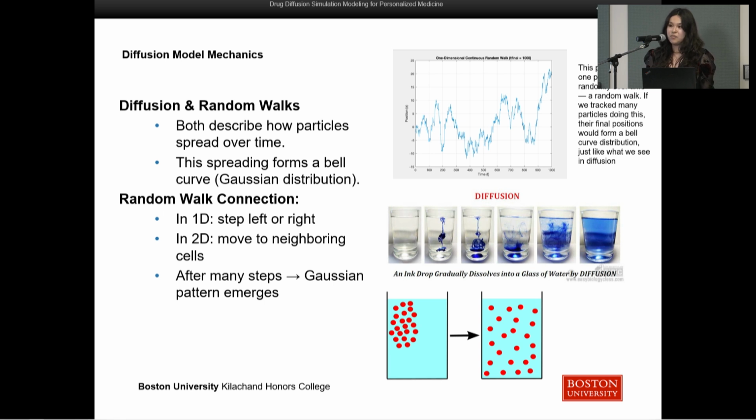Even though each step is random, the overall pattern that emerges for this particle behavior is predictable and actually forms a smooth bell curve. In math, we call it a Gaussian distribution, which is exactly what we see in real diffusion. This simple stepping logic captures complex drug behavior and becomes even more realistic when we add the fun stuff, like biological barriers and mathematical constraints.